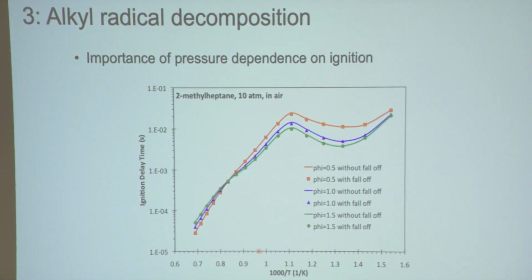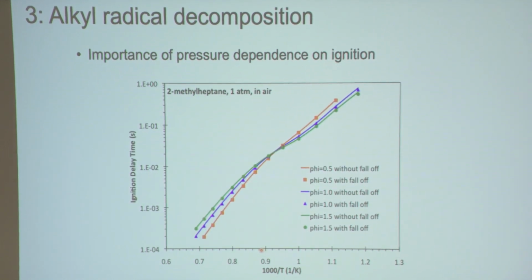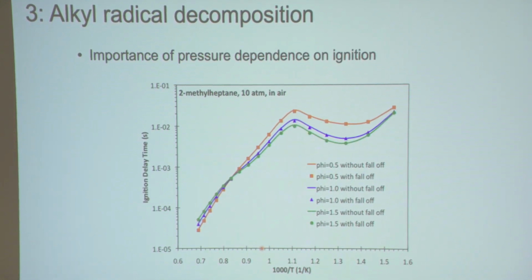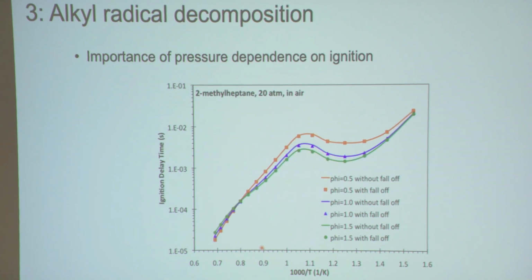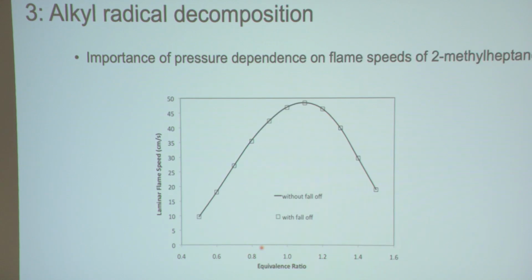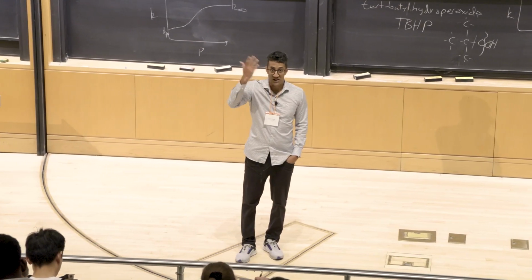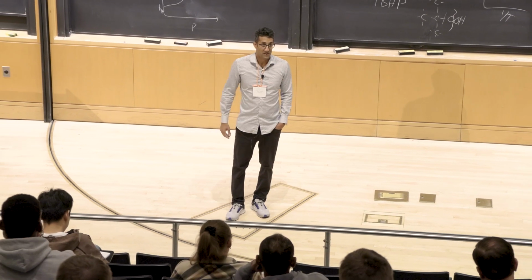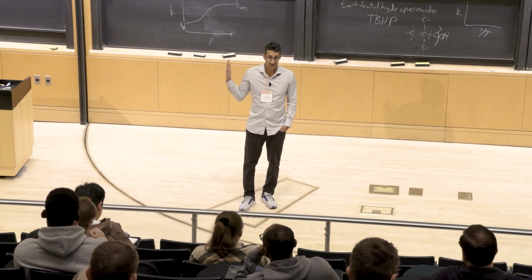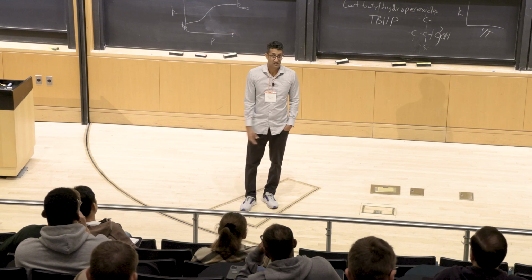And similarly, this is again more conditions. So this was at 1 atmosphere. This is at 10 atmospheres. This is at 20 atmospheres. So even if you go to high pressures, it doesn't make much impact. And for something like flame speed at 1 bar, you don't really need to include all this fall-off. Now you ask yourself, why is that the case? Why is it that the rates are changing by a factor of 5, 10, but still there's no effect as it manifests itself on things like flame speeds and ignition delay times?